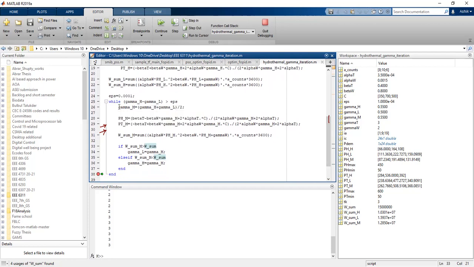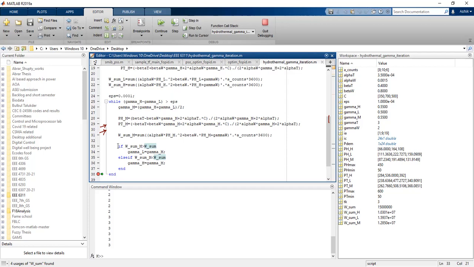Then, as I said, I am calculating gamma M, which is gamma H plus gamma L by 2. So your gamma M is 0.55. With this gamma M, I'm calculating pHm and PTM. That means pH for hydro with gamma M 0.55, PT for thermal with gamma 0.55. When these are calculated, I can calculate W sum for gamma M, that is 1.285, which is of course higher than 1.03. That means it is closer to your actual W.